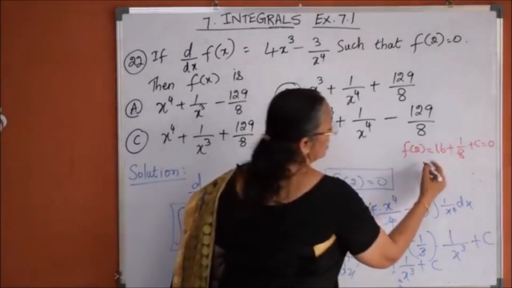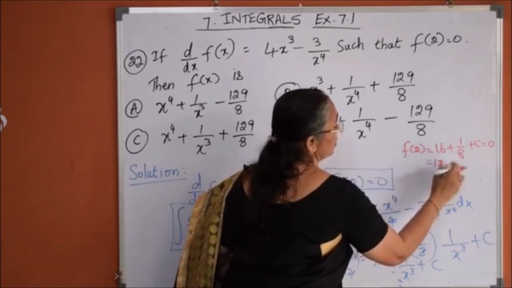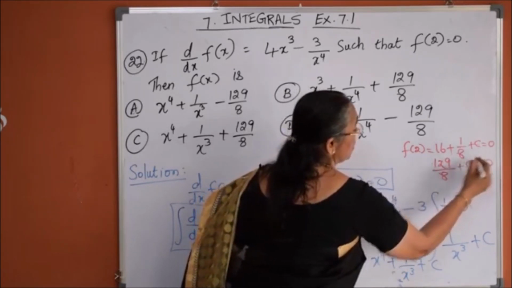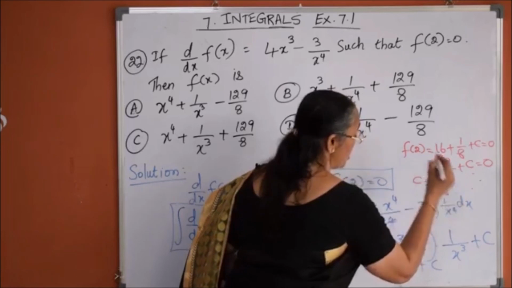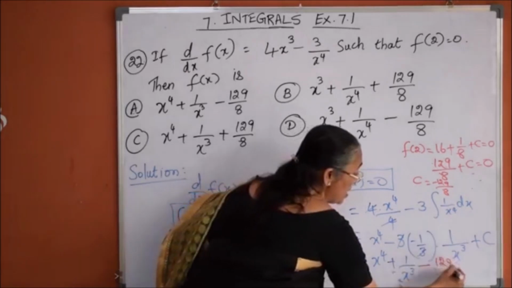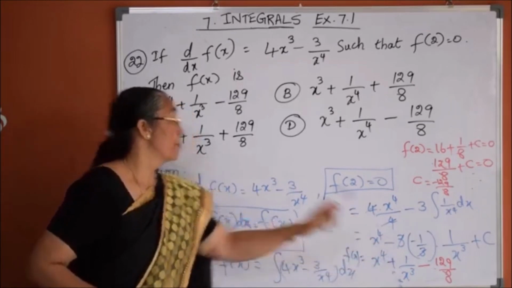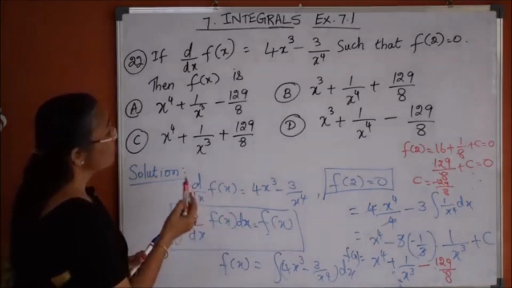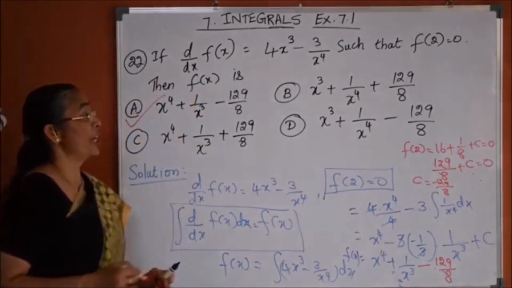So, by taking LCM we get 128 plus 1, which is 129 divided by 8, plus c is equal to 0. So, we get c value as negative of 129 divided by 8. So, let me replace the c value here as minus 129 divided by 8. So, f of x is equals to x power 4 plus 1 by x cube minus 129 by 8. Let me search for x power 4 plus 1 by x cube minus 129 by 8. So, option A is the correct answer.